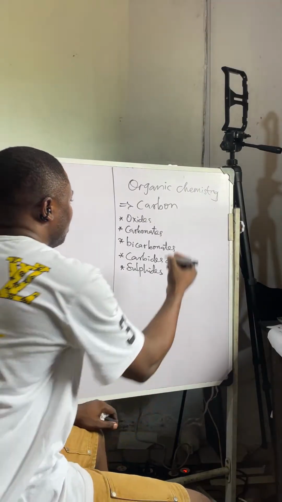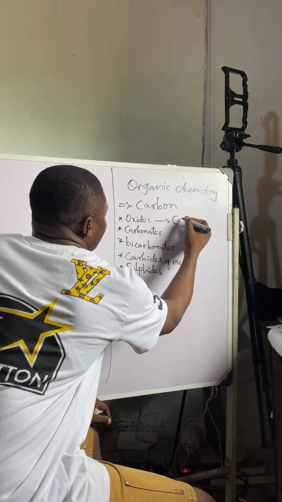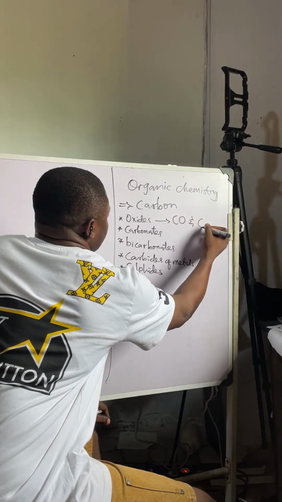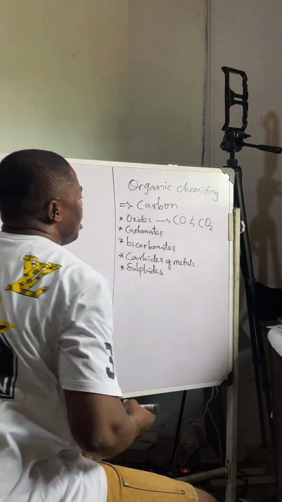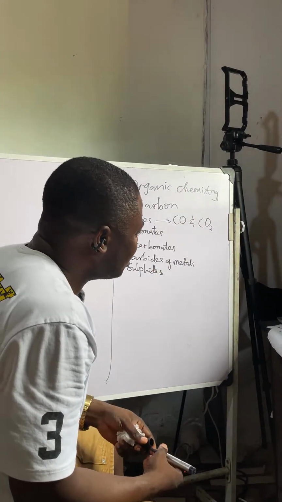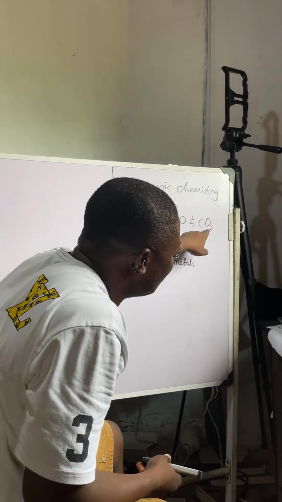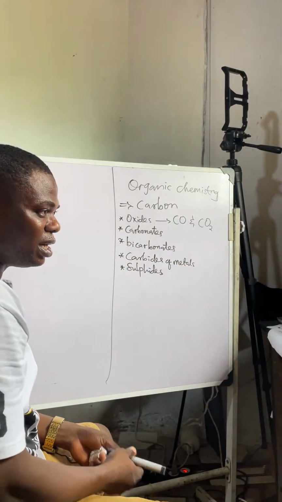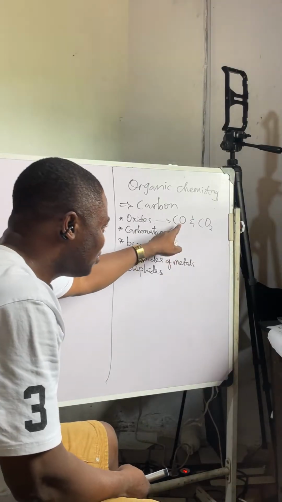Now, of course, there are two oxides of carbon. We have CO and CO2. This one, CO, is what we call a neutral oxide, and the other one is what? CO2, carbon(IV) oxide, is an acidic oxide. Take note, CO is a neutral oxide.